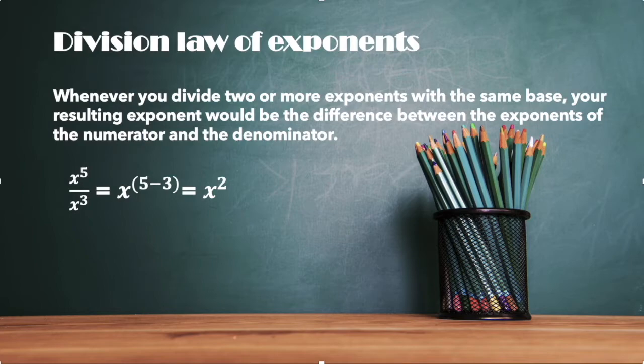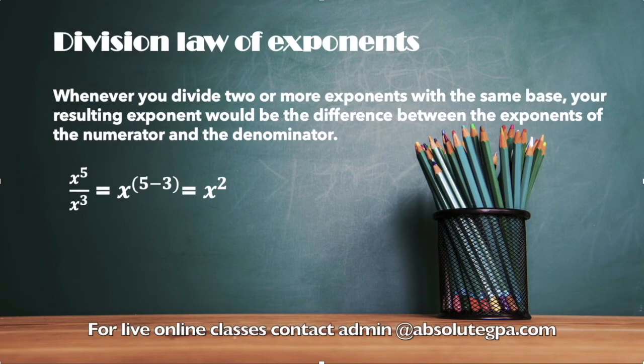This relationship is actually a law in the exponents that says whenever you divide 2 or more exponents with the same base, your resulting exponent would be the difference between the exponents of the numerator and the denominator. Say, for example, x to the power 5 divided by x to the power 3 would be x to the power 5 minus 3, which is x to the power 2.